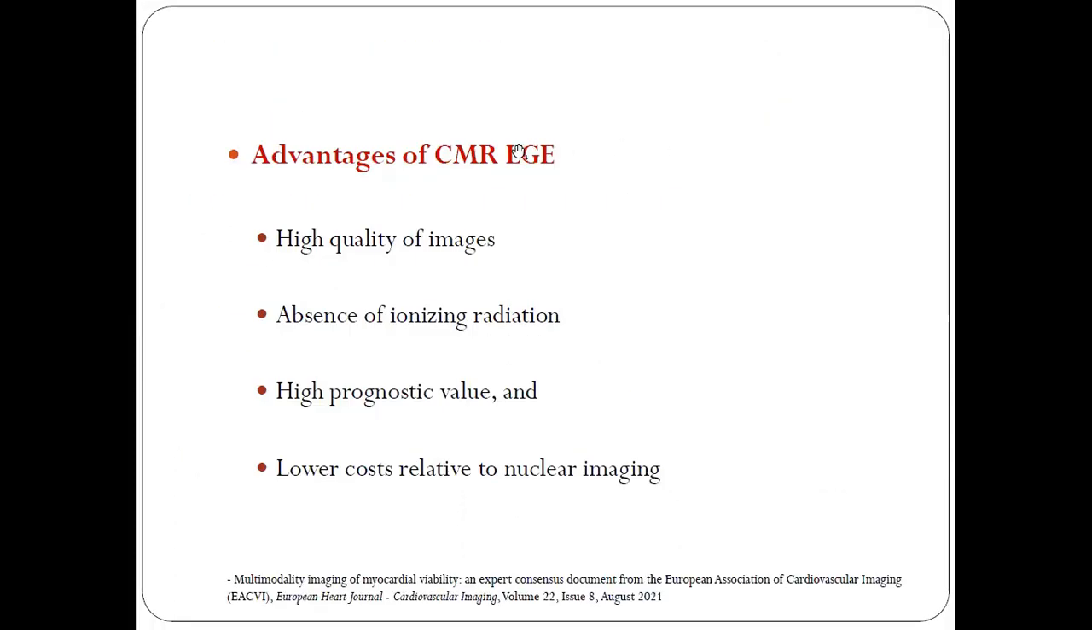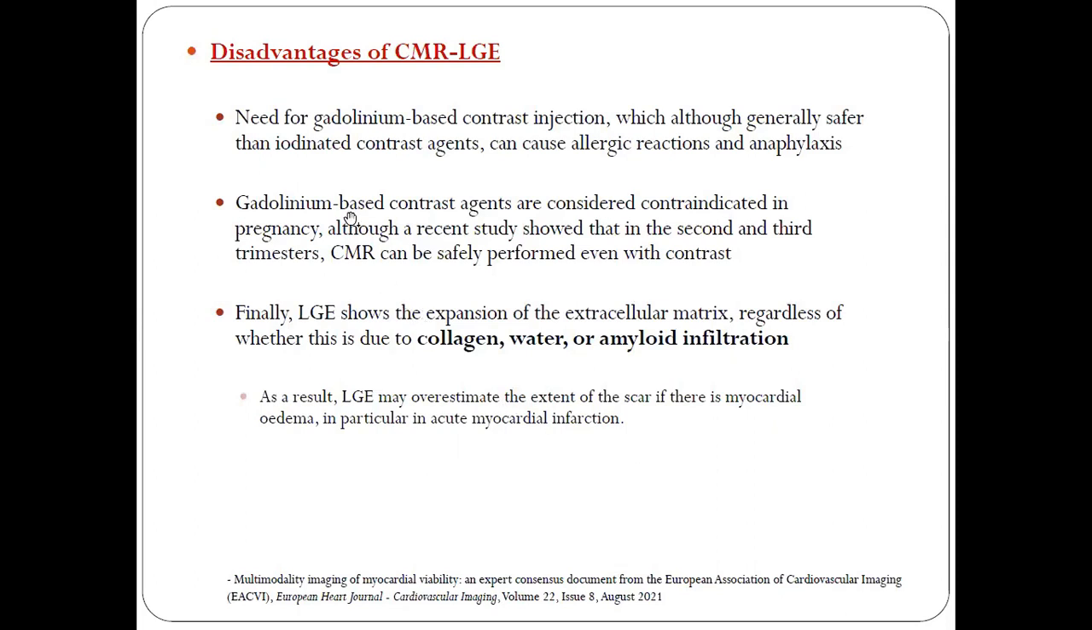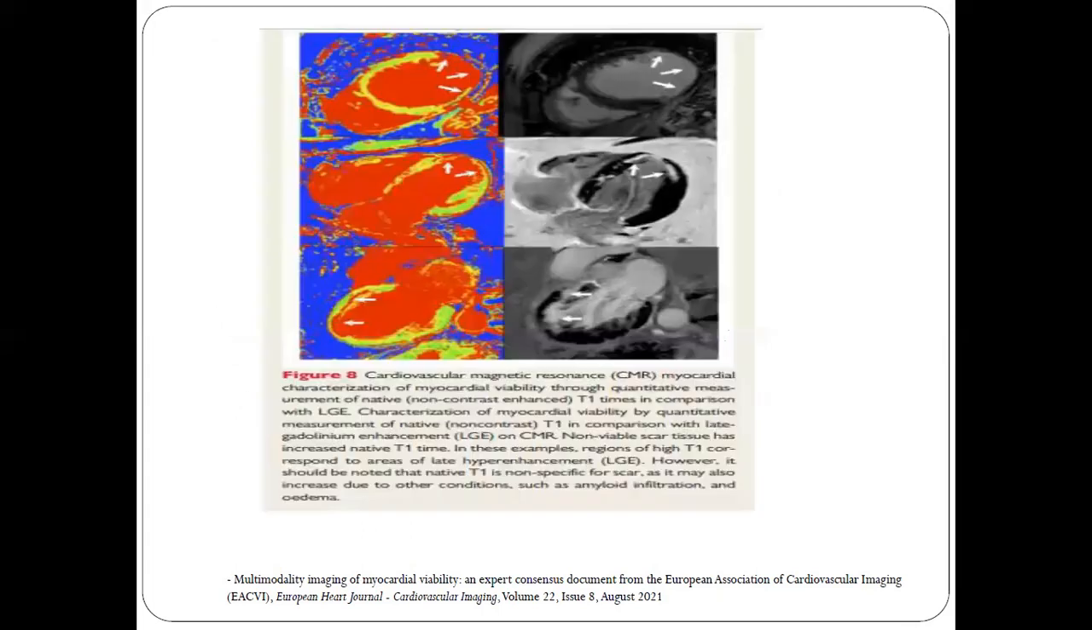The advantages of cardiac MRI are high quality of images, absence of ionizing radiation, high prognostic value, and lower cost relative to nuclear imaging. The disadvantage is the need for gadolinium-based contrast injection, which, although generally safer than iodinated contrast, can still cause allergic reaction and anaphylaxis. Late gadolinium enhancement shows the expansion of the extracellular matrix. Not only extracellular, it can also bind to collagen, water, or amyloid, so it can give rise to false positive reports.